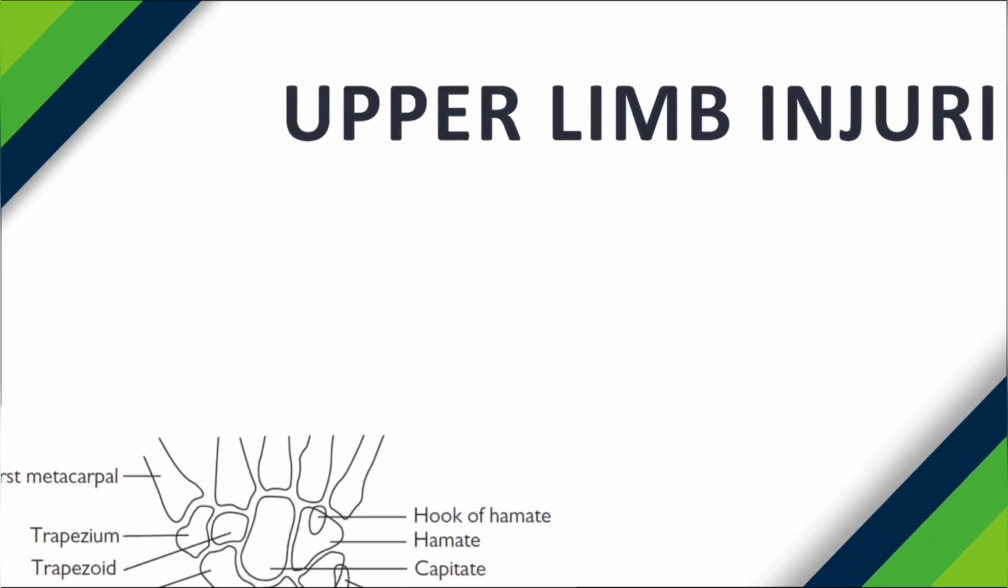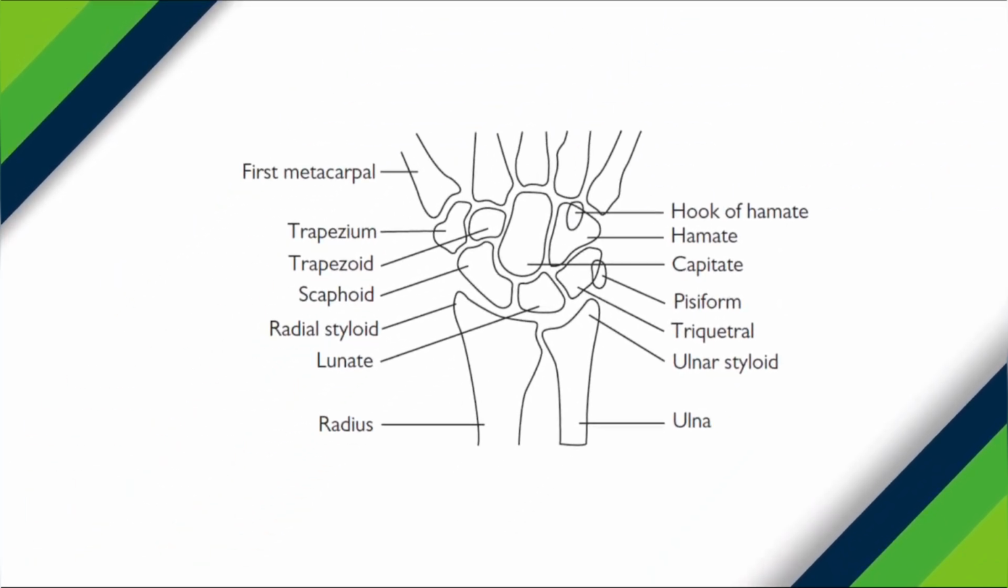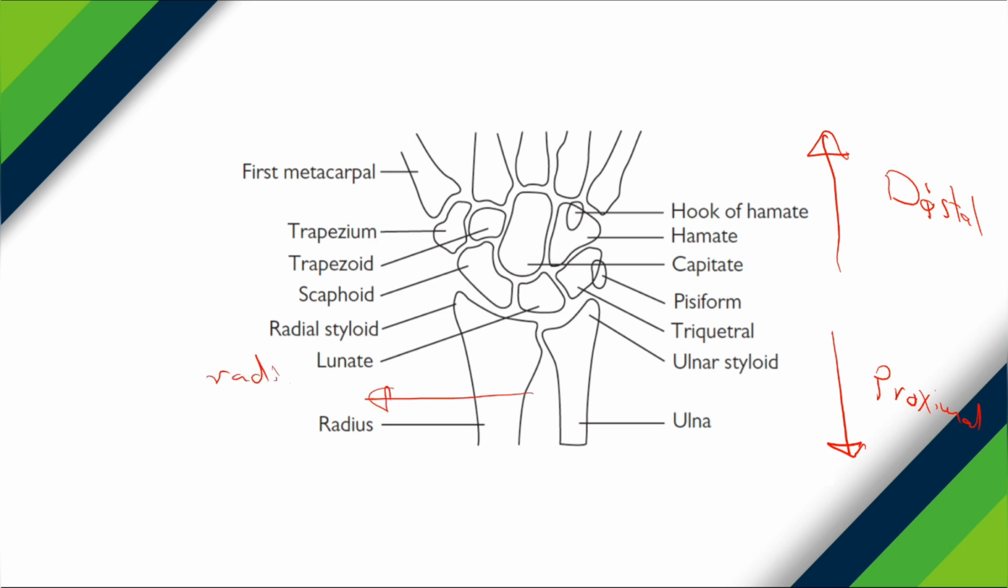Let's talk about some upper limb injury, starting from some descriptive terms. For example, if anything is near to the body, you have to say this is proximal. Anything more towards the periphery is called distal. Anything going to the outer side of the body is not called outer, it's called radial. Anything to the inner side, call it ulnar.